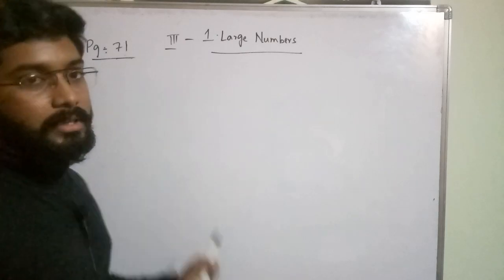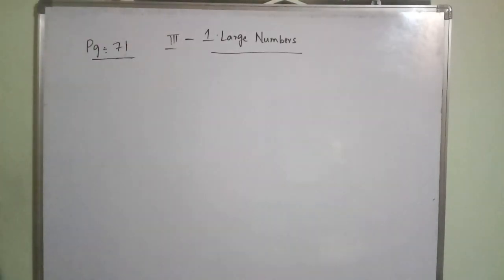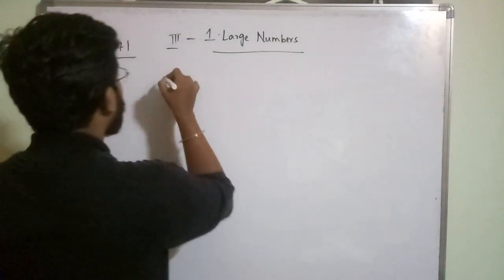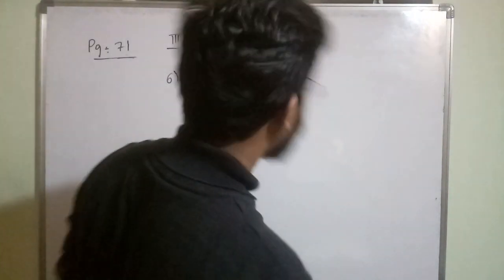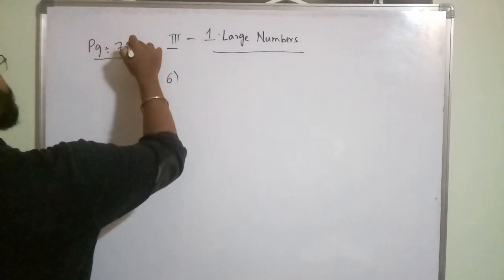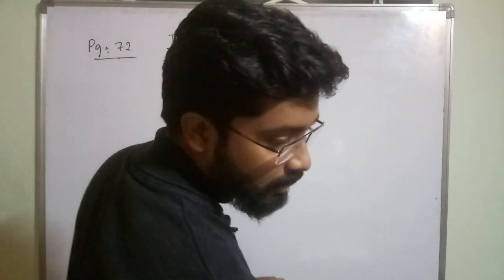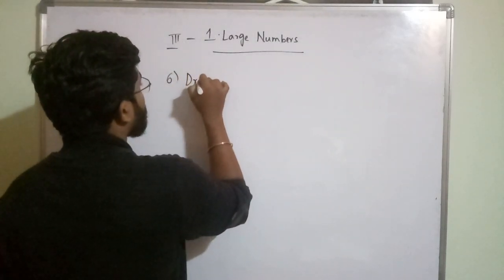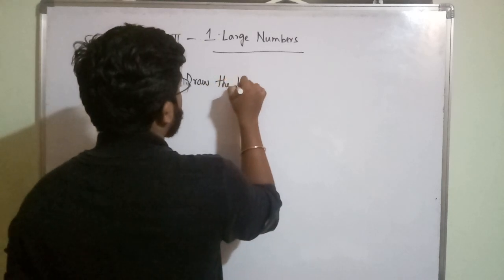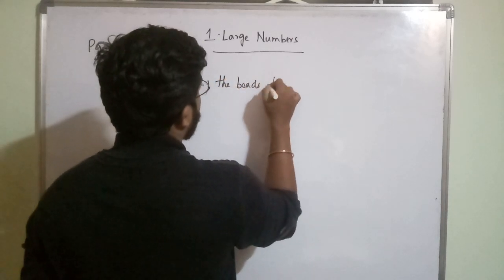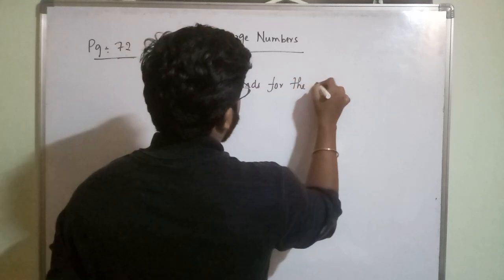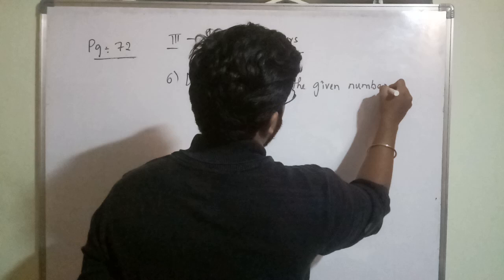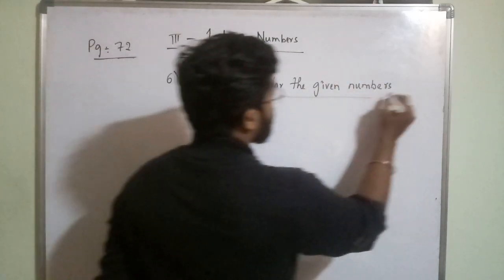So let us continue with our sixth bit. What is that? In your page number 72, page number 6. Draw the beads for the given numbers. Okay, you have to draw the number of beads for the given number.